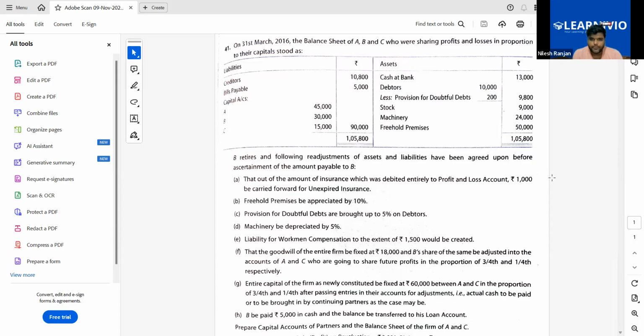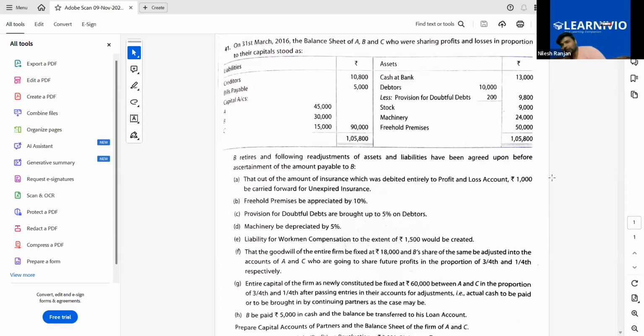Liability for workmen compensation to the extent of 1,500 would be created. The goodwill of the entire firm be fixed at 18,000 and B's share of the same be adjusted into the account of A and C, who are going to share future profits in the proportion of 3/4 and 1/4 respectively. The entire capital of the firm as newly constituted be fixed at 60,000 between A and C in the proportion of 3/4 and 1/4, after passing entries in their accounts for adjustment, that is, actual cash to be brought in by the continuing partner as the case may be. B be paid 5,000 in cash and the balance be transferred to his loan account. Prepare capital accounts of partners and the balance sheet of the firm of A and C.